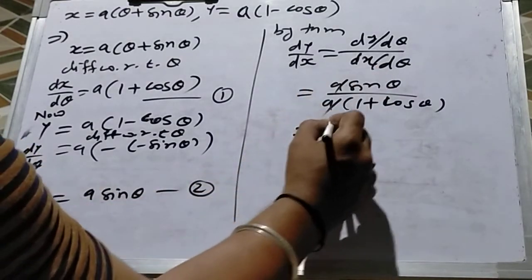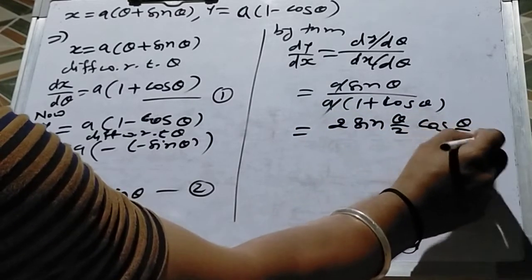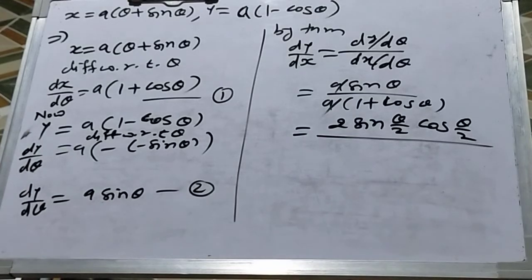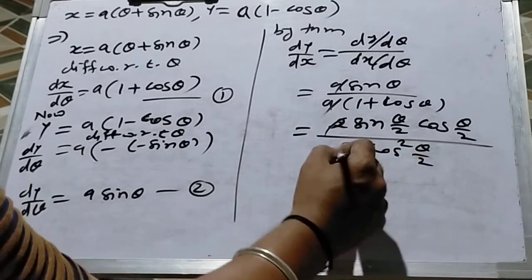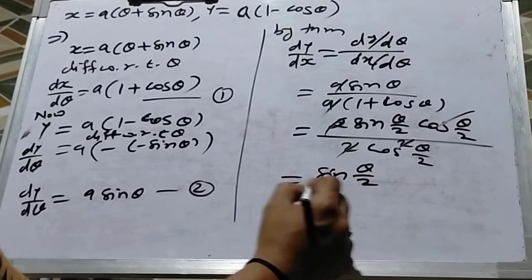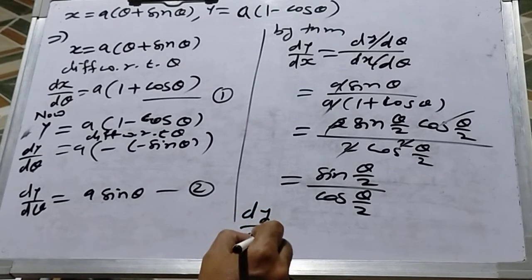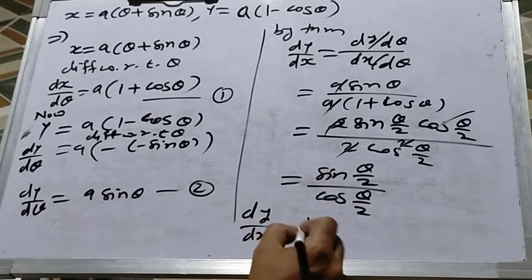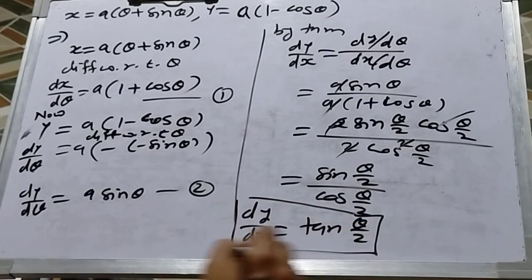So here for sine theta we write 2 sine of theta by 2 into cos of theta by 2, divided by the formula for 1 plus cos theta, which is 2 cos square theta by 2. So here the 2 and one cos get cancelled. We are getting sine theta by 2 divided by cos of theta by 2. So dy by dx is equal to sine divided by cos, which is tan theta by 2. So this is the required answer.